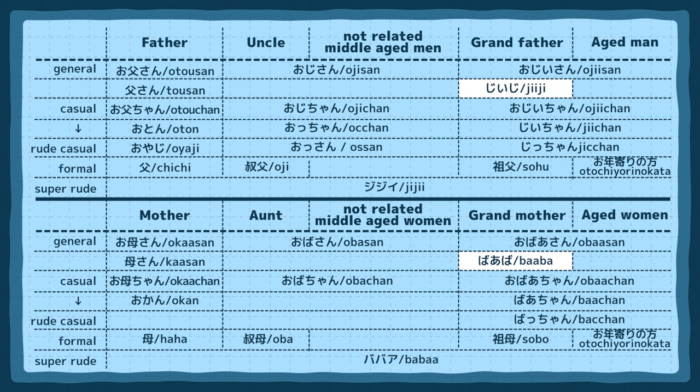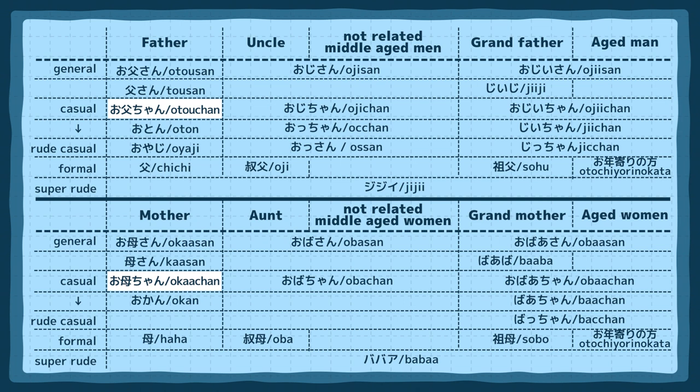For casual, for father and mother, you can use chan, like otouchan, okaachan. But this actually sounds like old guys calling their parents, or sounds like countryside, so I don't use it. It's not that casual, but some people use without o, like tousan and kaasan. Kids don't use that, but when you grow up, some people call like that.